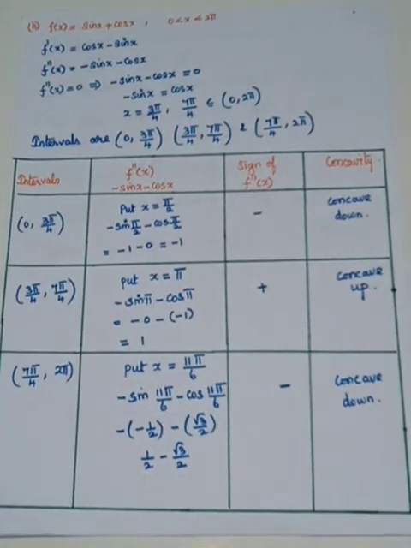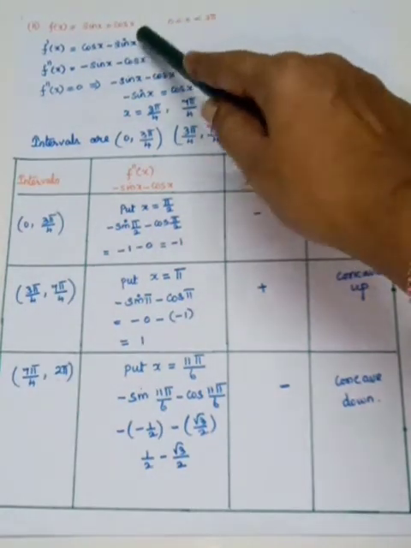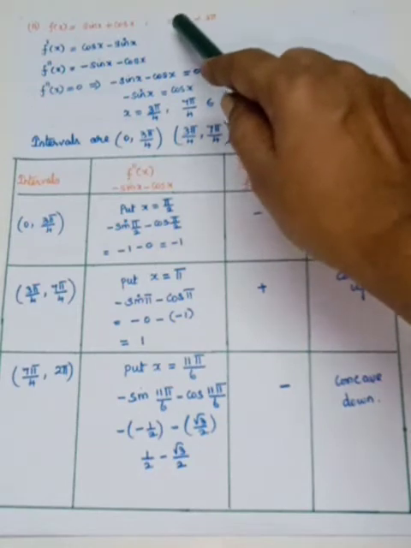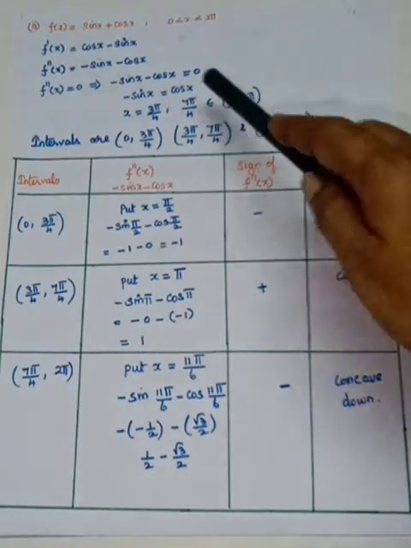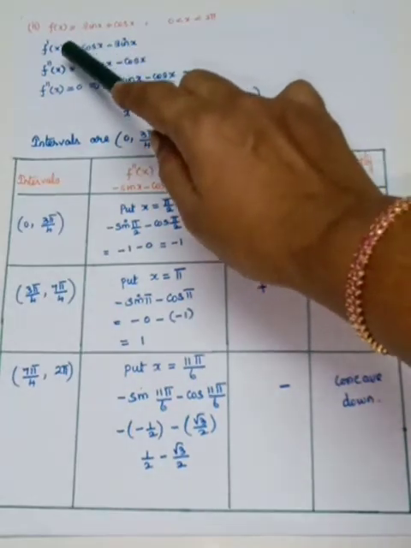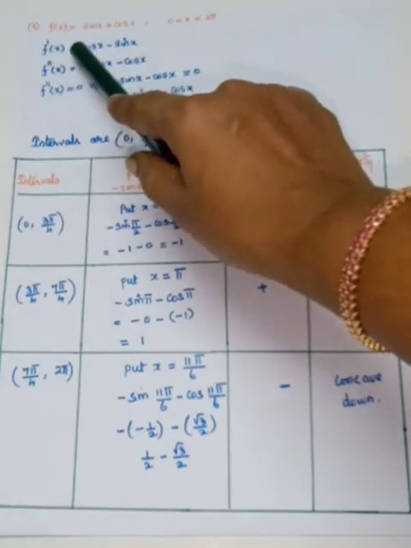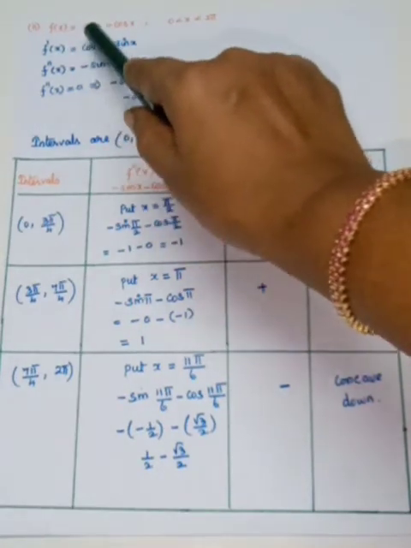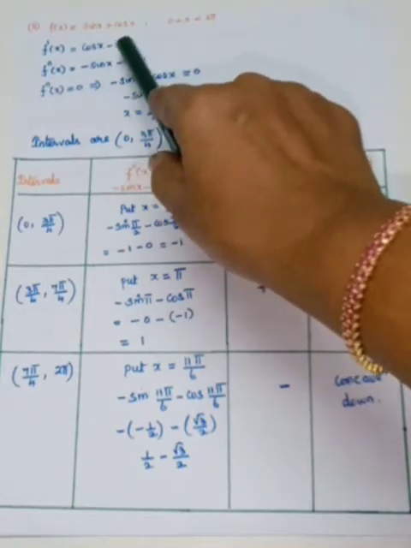Okay, see the second subdivision. f of x is equal to sin x plus cos x, with the interval given 0 less than x less than 2 pi, the open interval 0 to 2 pi. So first step, you have to find the first derivative. If you differentiate f of x, you will get f dash of x. Differentiating sin x gives cos x. If you differentiate cos x, it is minus sin x.